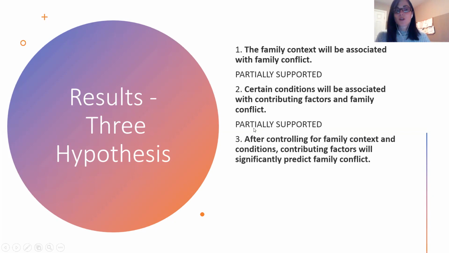And then they moved on to their third hypothesis. Their third hypothesis was that if we controlled and took into account that family context and all those conditions, those contributing factors would significantly predict the amount of conflict that you would see within a family.